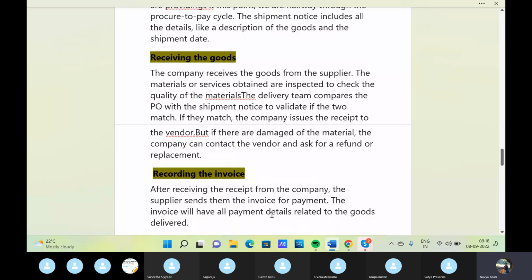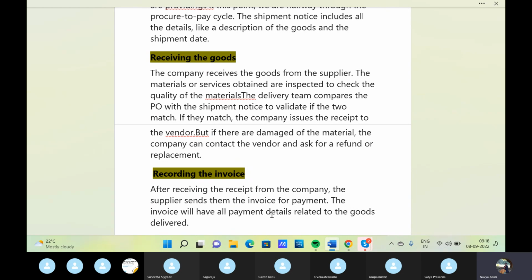Receiving the goods: the company receives the goods from the supplier. They are checked one more time against the vendor information, shipment notice, and purchase order. Once all that information matches, they can receive them.